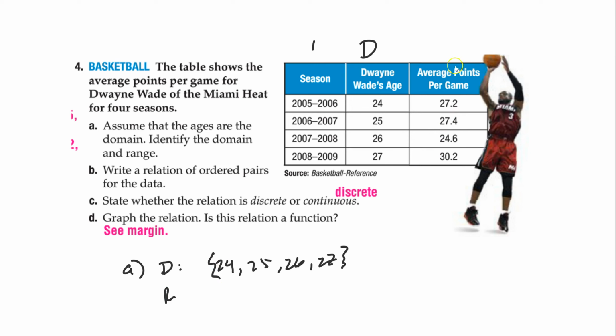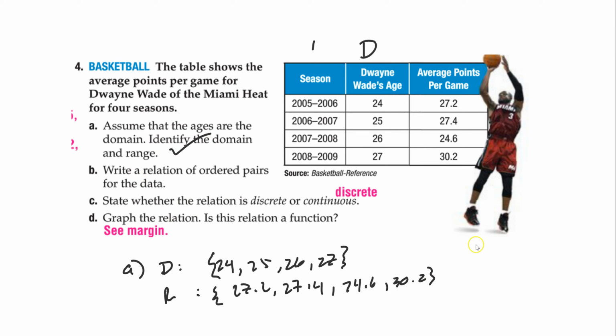The range was 2 points per game. Notice I did it 6 because I'm listing stuff out, so I always do the curly brackets when I do a list. 27.2, 27.4, 24.6, and 30.2. So done. Write a relation of these ordered pairs.